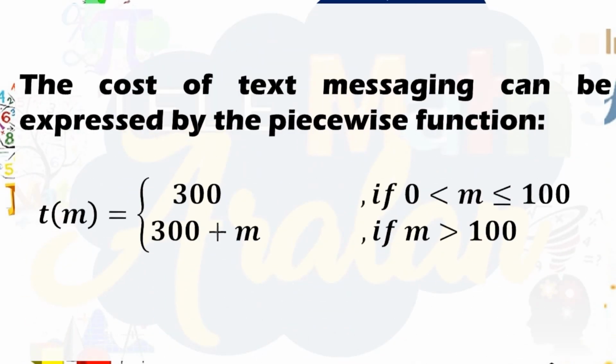The cost of text messaging can be expressed by the piecewise function T of m is equal to 300 if m is greater than 0 and less than or equal to 100, and 300 plus m if m is greater than 100.